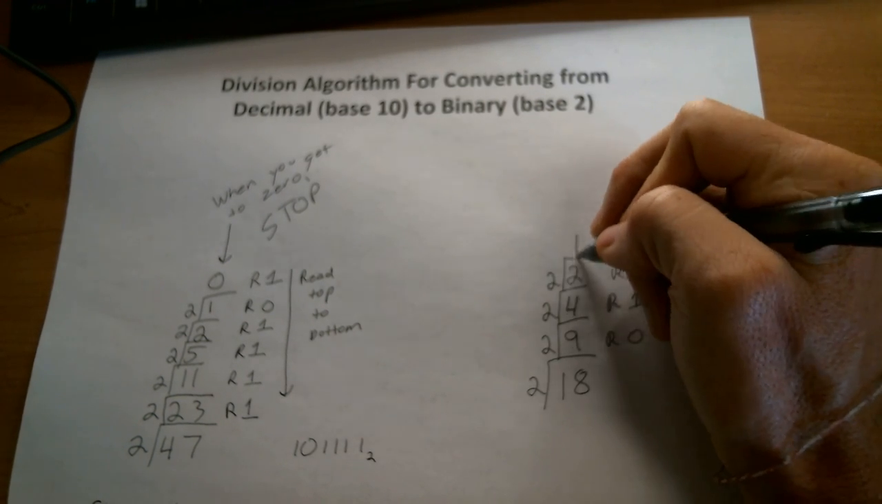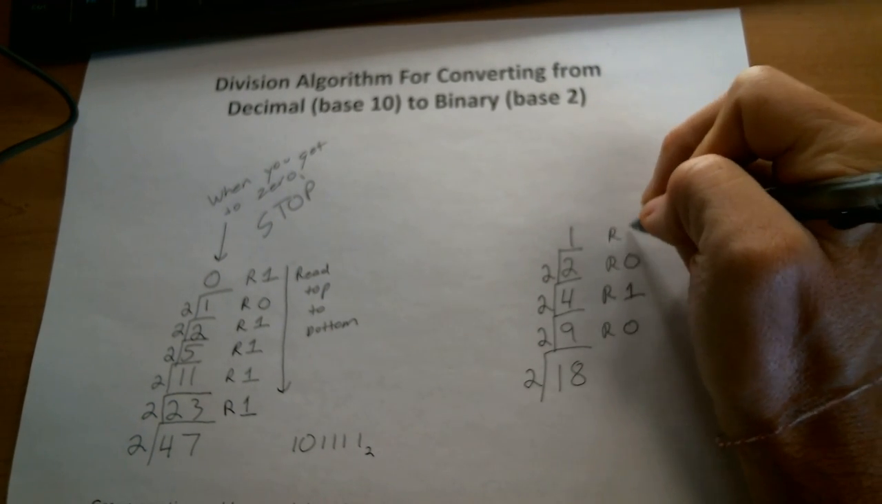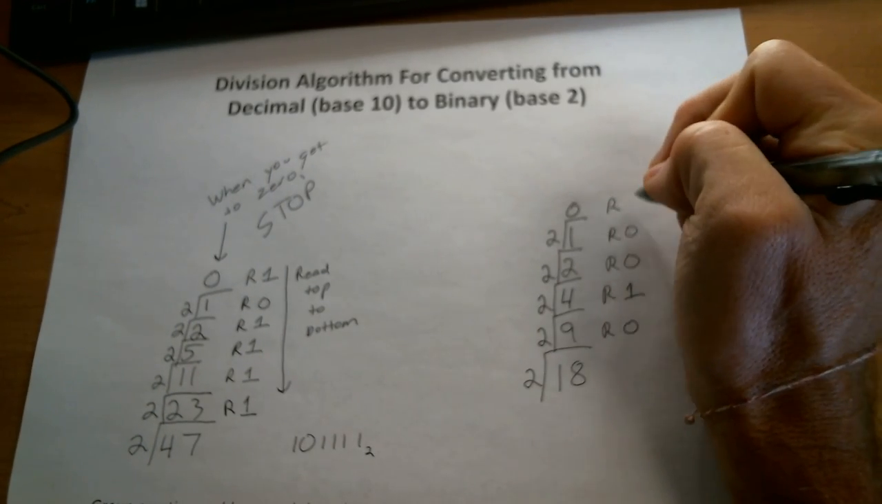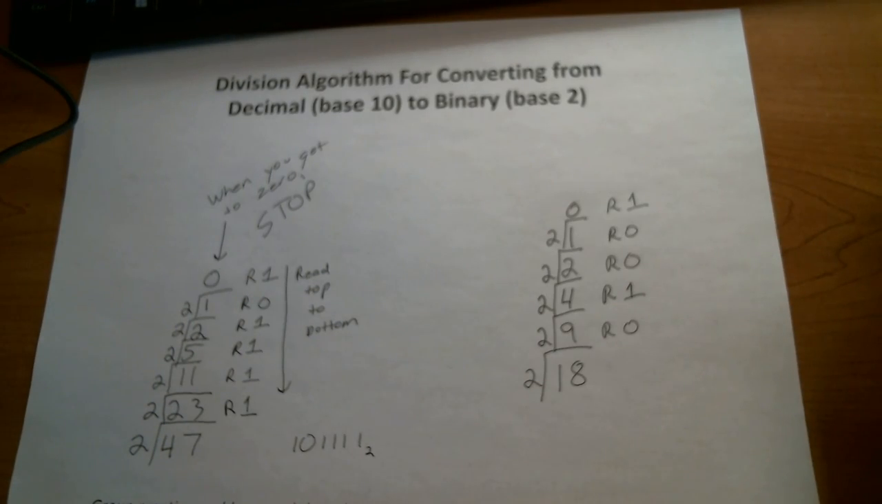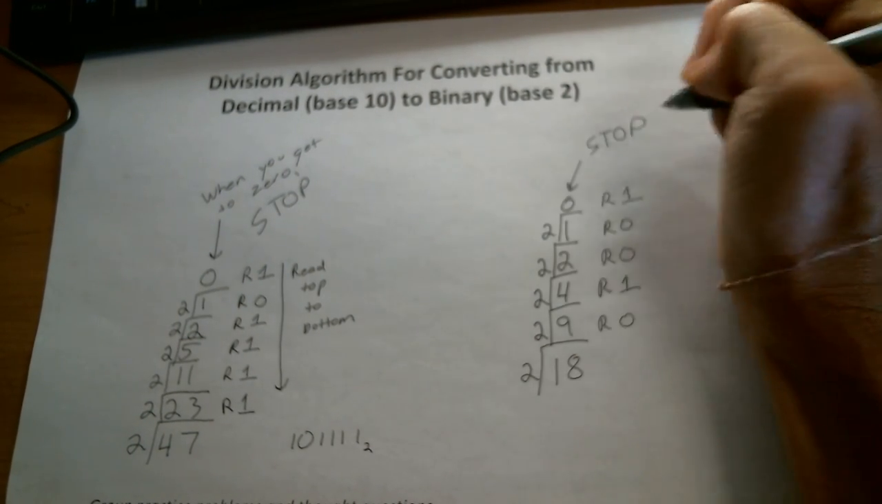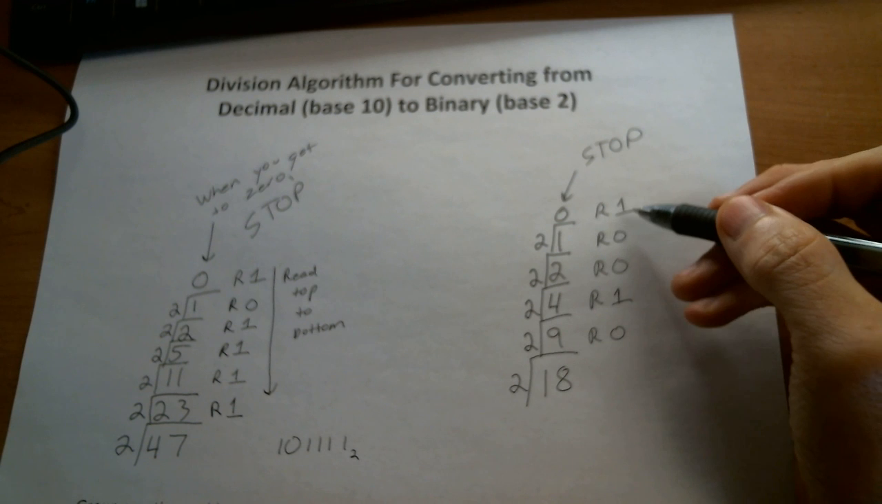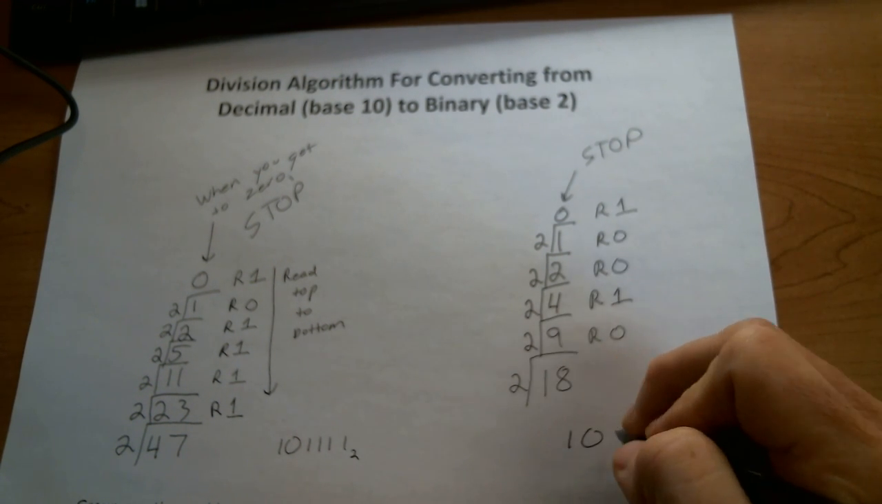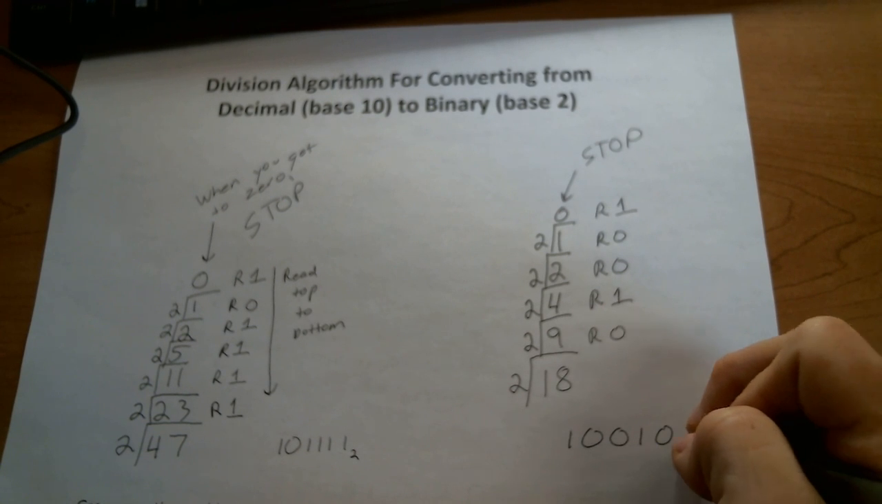2 goes into 2 1 time with a remainder of 0. 2 goes into 1 0 times with a remainder of 1. Again, I got my 0, so I stop. And then my final answer is 1 0 0 1 0, base 2.